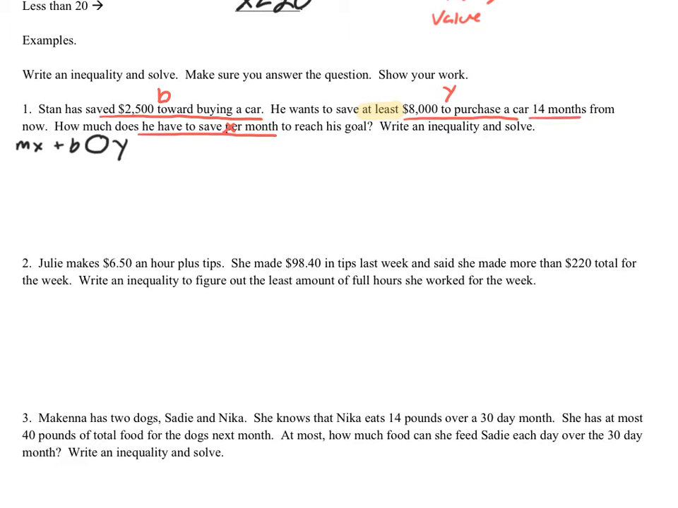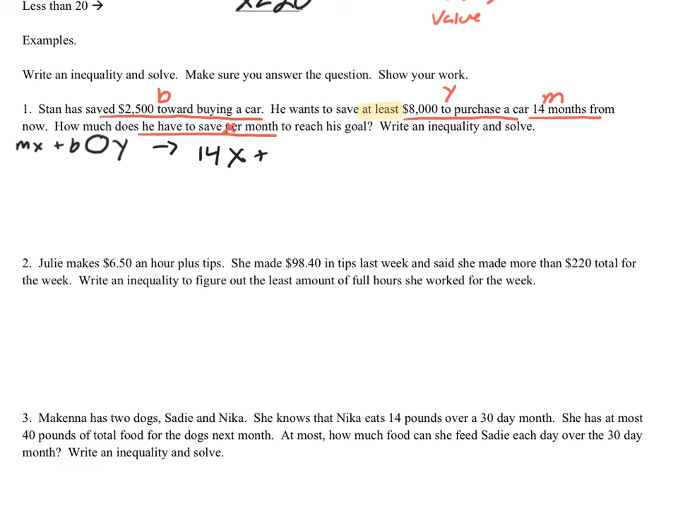So this 14 is going to be our M. This is a little bit of an odd M. It doesn't work super well with the rate of change analogy, but we do want to think about multiplication here. Now we just have to substitute these things into our equation and figure out our inequality. So he has 14 months times however much he is saving each month. We don't know what that is. That's what we need to figure out.